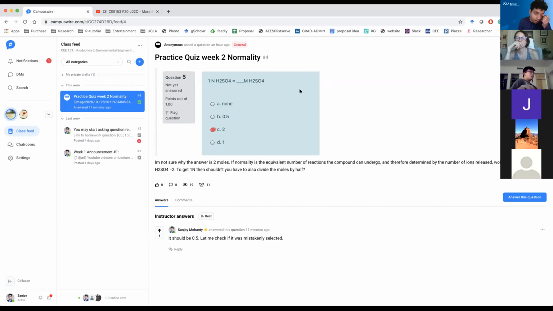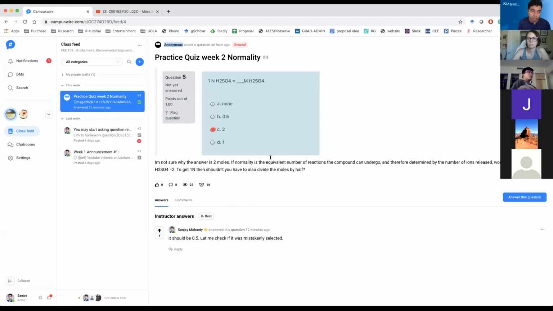For instance, here is a question that was asked. I don't know who asked it because the student chose to be anonymous, which is fine with me because it's all about discussion. The question was: one normal sulfuric acid is what molar H2SO4? The student says that option C was the correct answer. That's what I wrote, but I don't think that's the correct answer. I know that the correct answer is 0.5 mole. But maybe it's a mistake I made when I was writing, so I will check that. But again, when a student asks this question, it benefits the entire class.